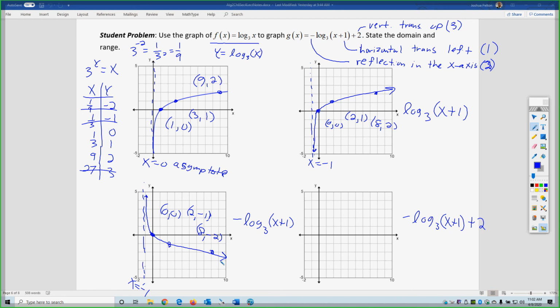And lastly, up 2. So if we're at 0, 0 and I go up 2, now I'm at 0, 2. Our other coordinate is 2, -1. If I go up 2, now I'm at 2, 1. And our other coordinate is 8, -2. If I go up 2, I get 8, 0. We'll erase our old points now. So we didn't go left or right, so our asymptote stays the same, x equals -1.